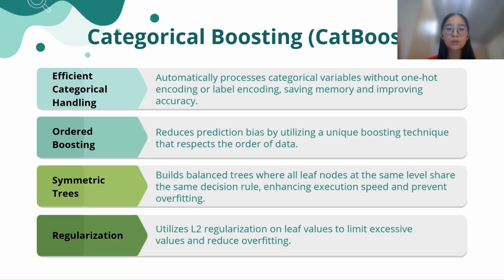The key feature of CatBoost is that it is designed for efficient handling of categorical data without needing one hot or label encoding. CatBoost also uses ordered boosting, which respects data order to reduce bias in predictions. Additionally, CatBoost builds symmetric trees where all leaf nodes at each level share the same rule, speeding up execution and reducing overfitting. CatBoost also uses L2 regularization on leaf values to prevent overfitting and improve model generalization.